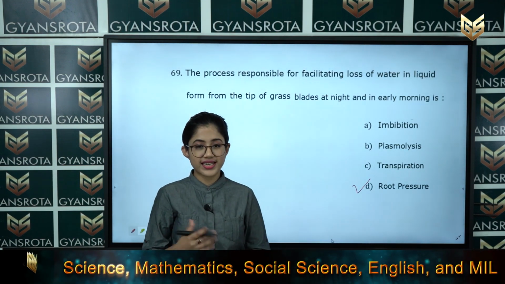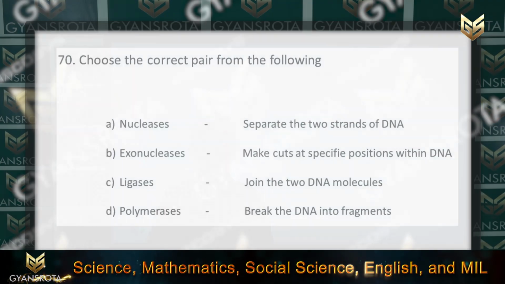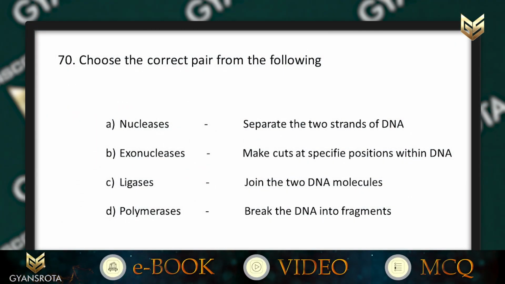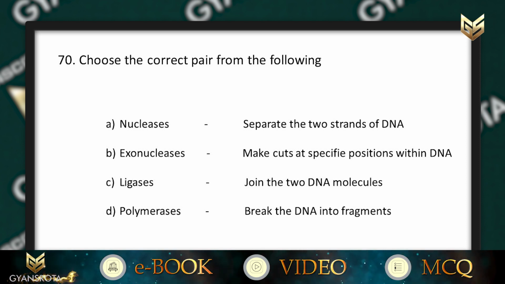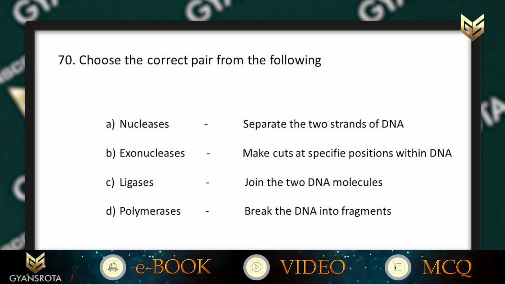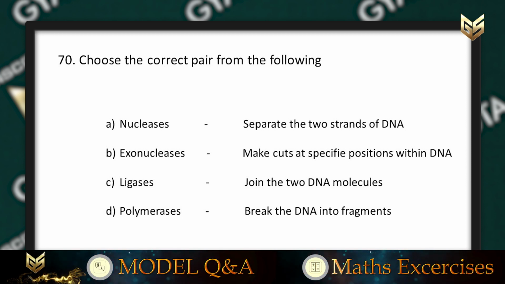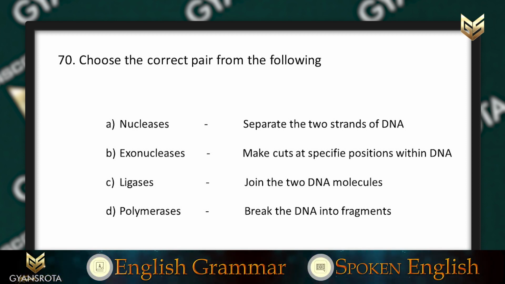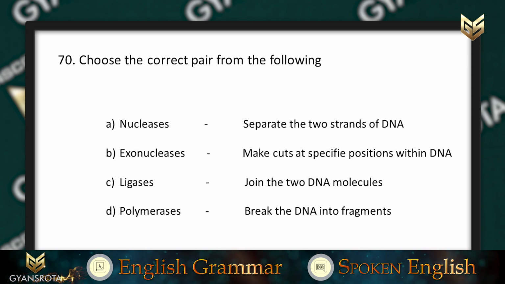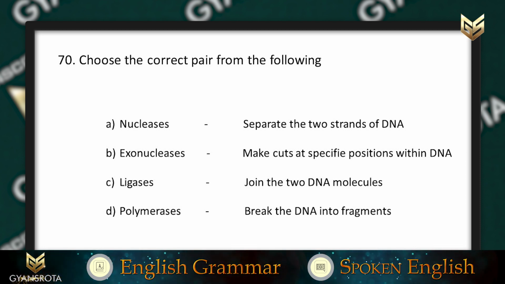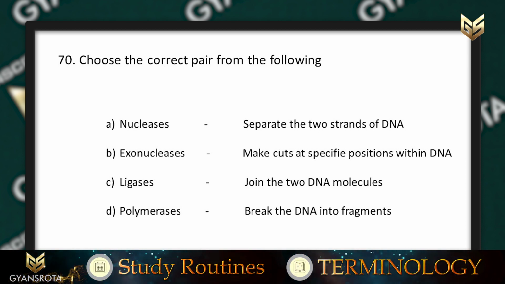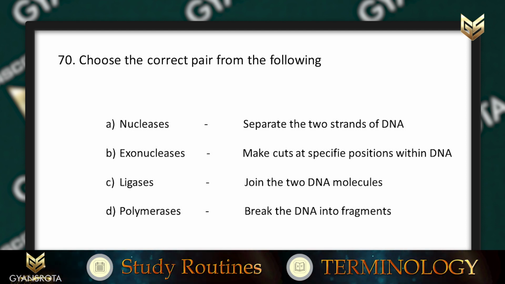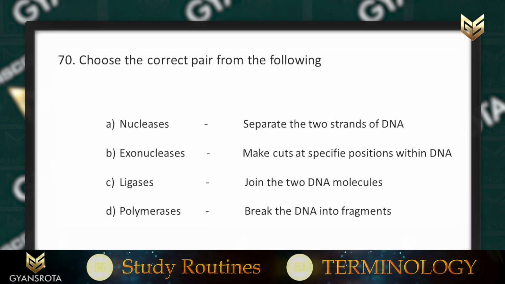Now, let us move on to the next question, that is question number 70. Choose the correct pair from the following. Option number A, nucleases, it separates the two strands of DNA. Option number B, exonucleases, it makes cuts at specific positions within the DNA. Option number C is ligases, it joins the two DNA molecules. And option number D is polymerase, which breaks the DNA into fragments.